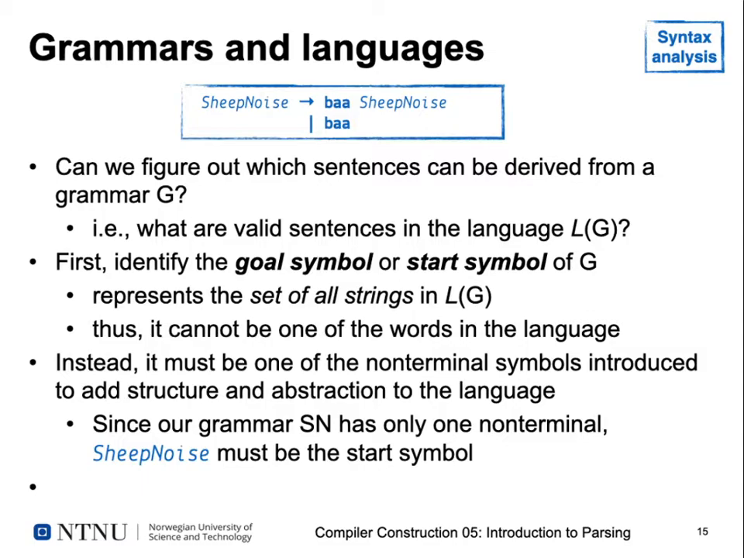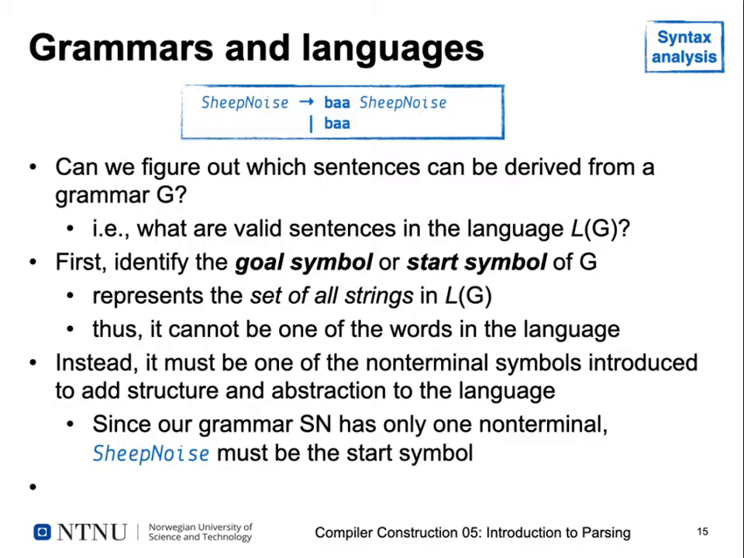So can we now figure out which sentences can be derived from a given grammar? What are valid sentences in our language L that is generated by our grammar G? First, we need to figure out what is our goal or start symbol of our grammar. So we need to start somewhere in our grammar. Our grammar is a hierarchy. And the first symbol we start with, so the first rule of the grammar we actually read to be able to derive a syntax tree afterwards, this needs to be specified.